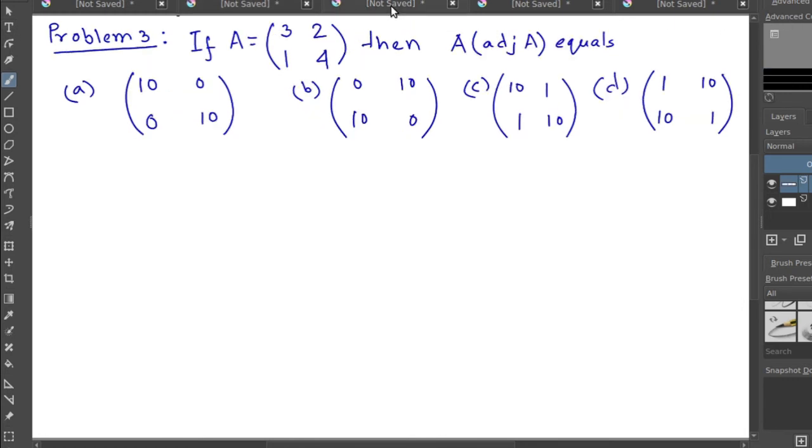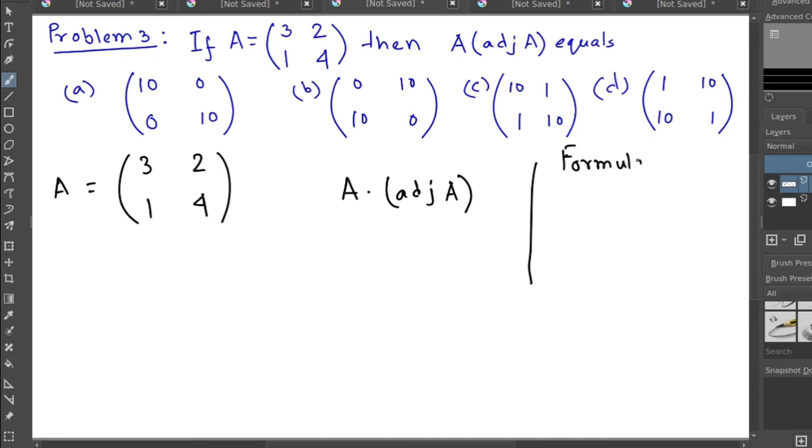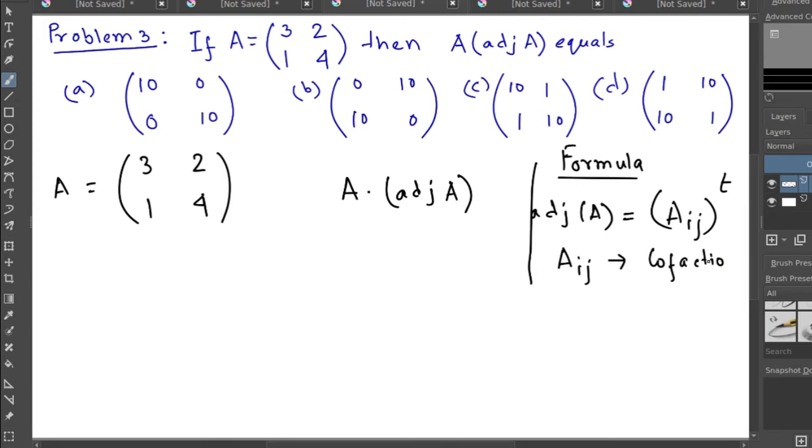Well, let's jump into the third problem: if A is given as 3, 2, 1, 4, we need to calculate A times adjoint A. Now I guess you know the formula for finding adjoint A. Adjoint A is Aij transpose, where Aij is the cofactors, and the definition of Aij is -1 to the power i plus j, where i and j are the row and column position, times its corresponding minor.